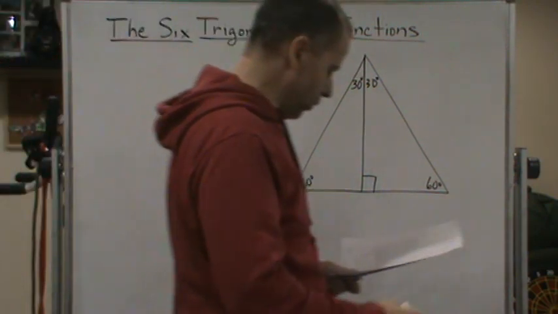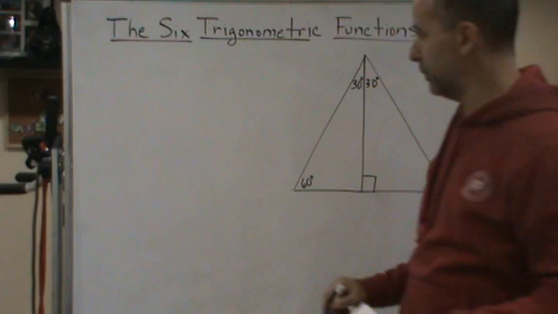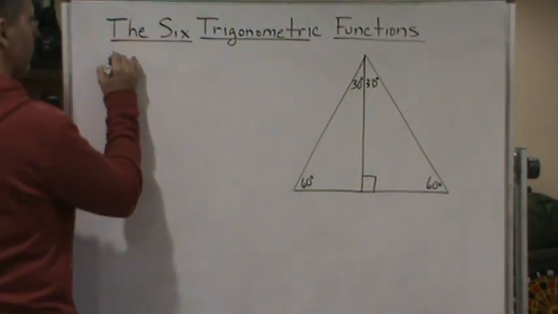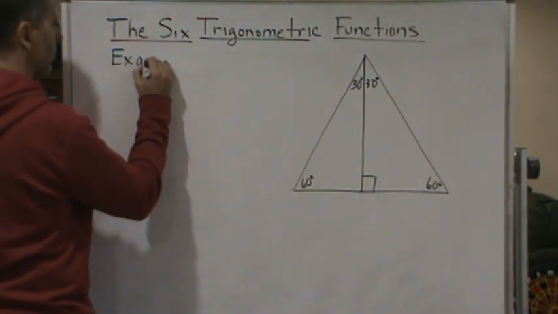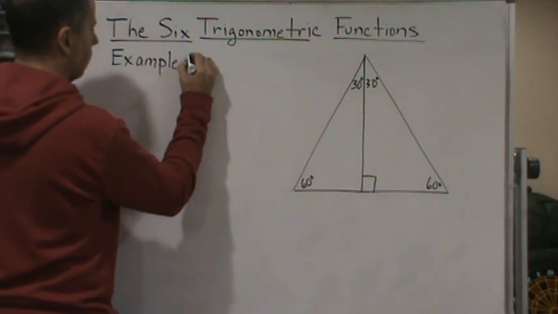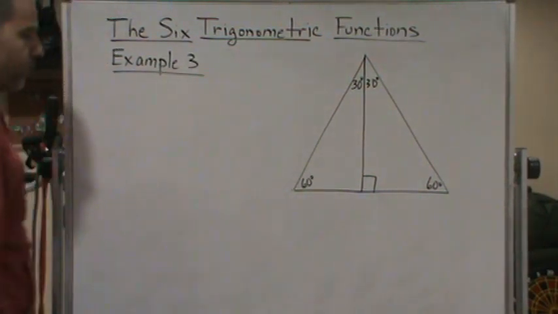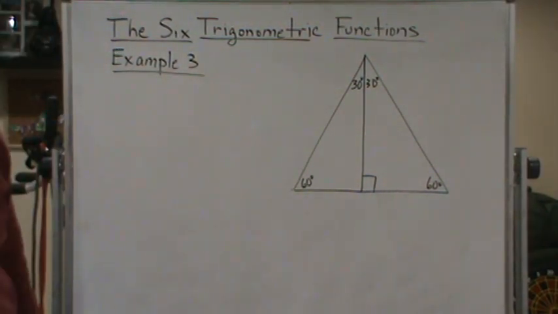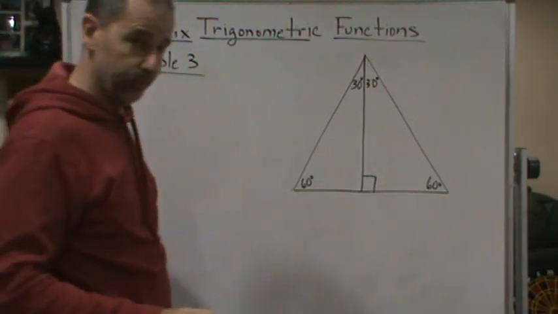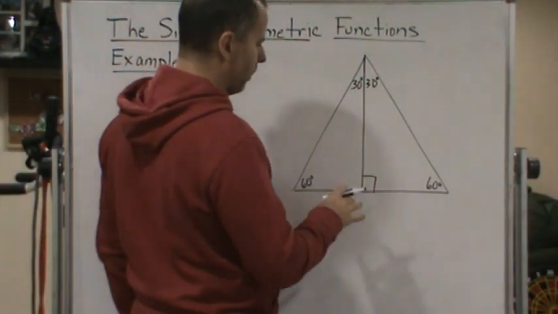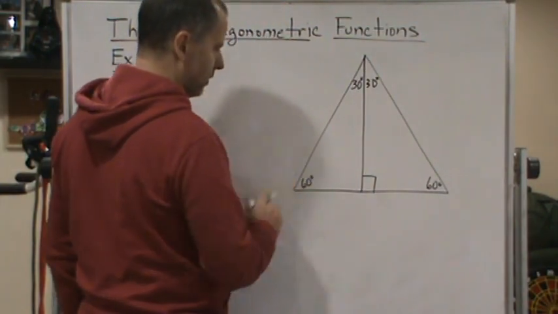Okay, so let's do another example. This would be example 3. We're going to start with an equilateral triangle. So all 3 of these angles are 60 degrees.